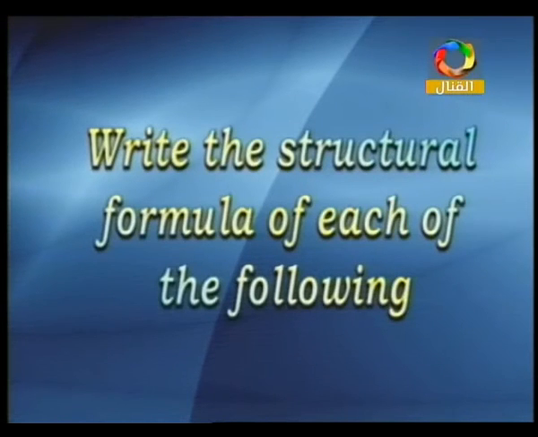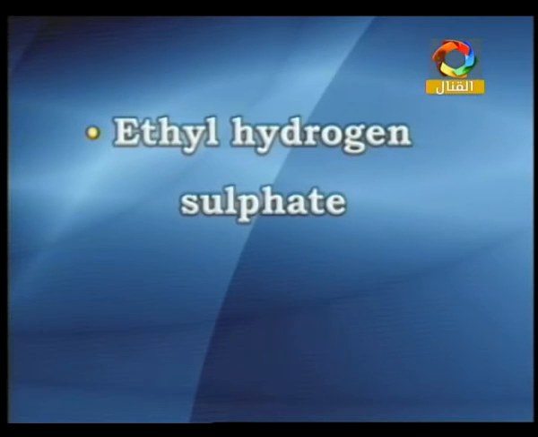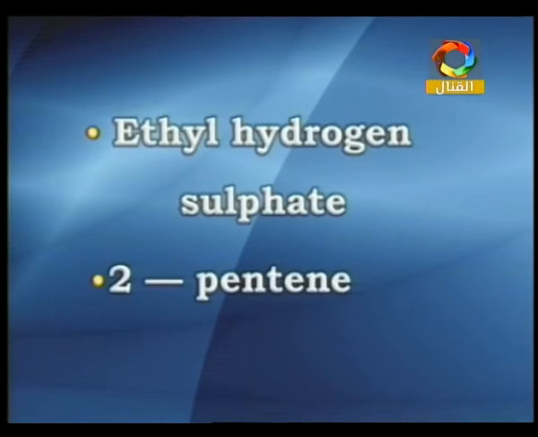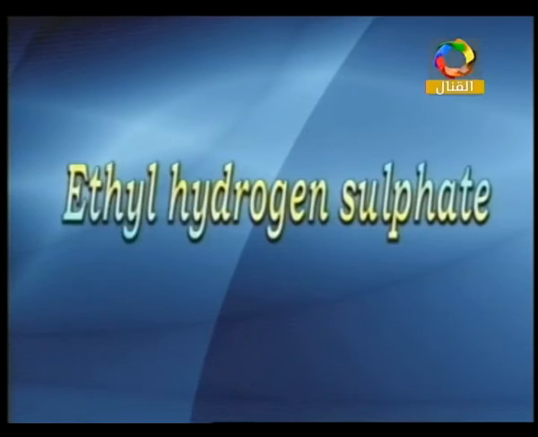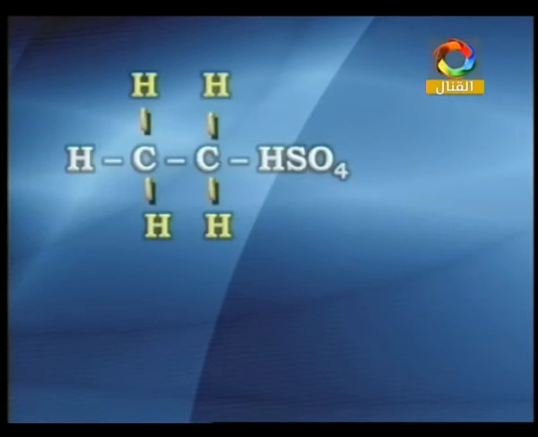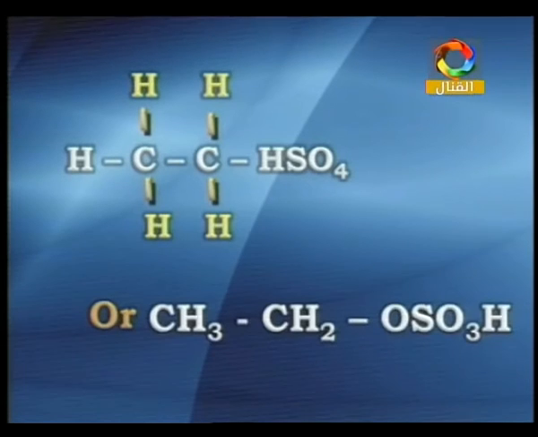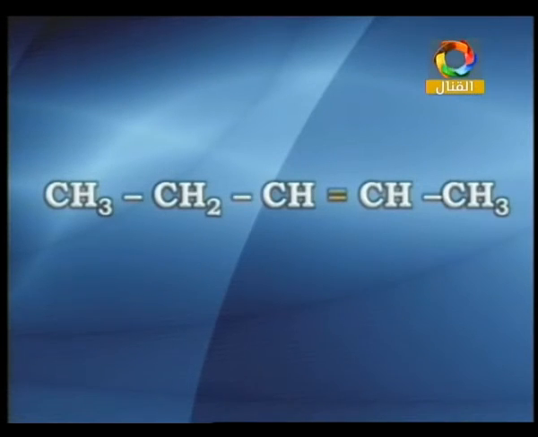Next type of question, write the structure formula of each of the following. Ethyl hydrogen sulfate, 2-pentene. Ethyl hydrogen sulfate, as shown on the screen, CH3CH2HSO4 or CH3CH2OSO3H. 2-pentene, CH3CH2CH double bond CH3.